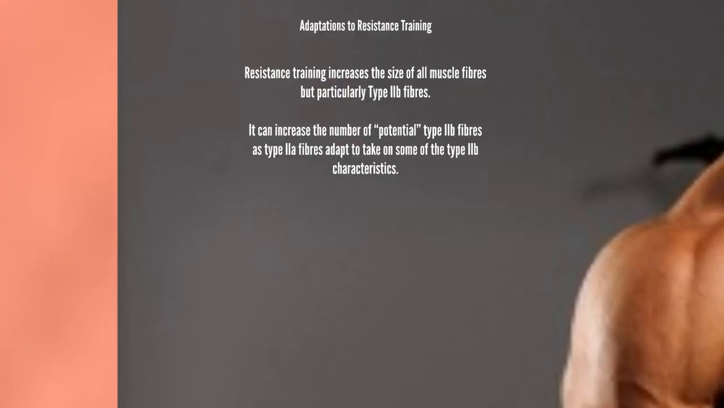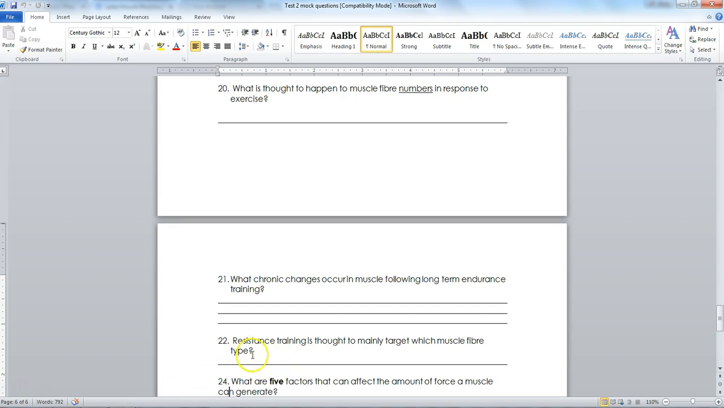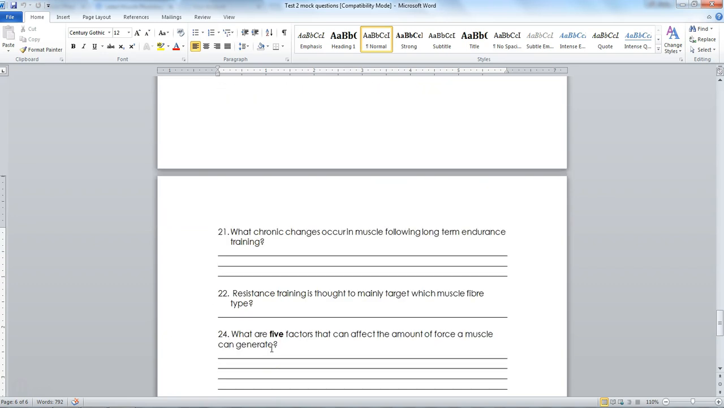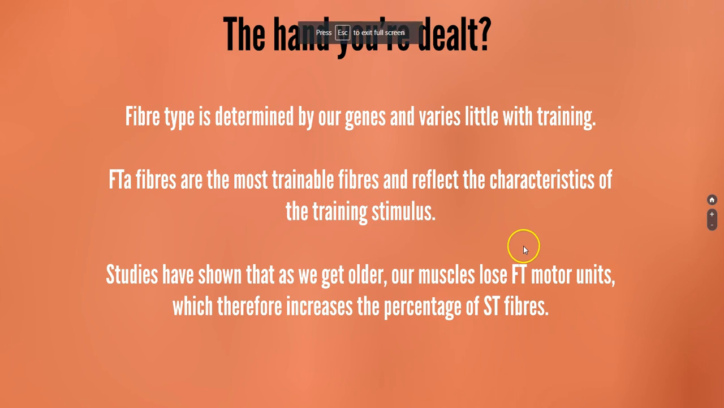All right, so type 2B fibers, that is a question that we tap into here. Number 22, resistance training is thought to mainly target which fiber types? The answer is type 2B or fast twitch B fibers. So fiber type is determined by your genes and actually varies little comparatively with training. Fast twitch A fibers are the most trainable and adaptable, we know that.